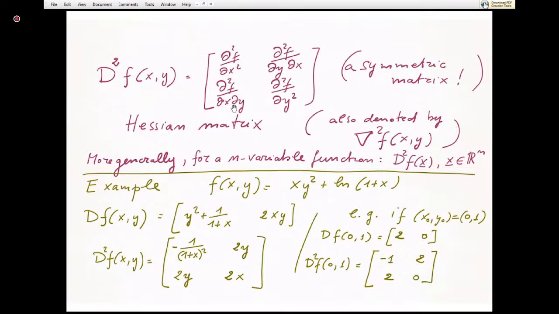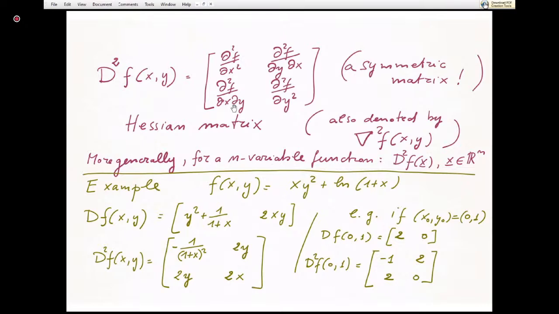The matrix of the second derivatives is called the Hessian matrix of the function. It is also denoted in this way. So we may have this capital D or this symbol squared to denote the Hessian matrix. Well, this is just notation, basically. There is nothing difficult here.